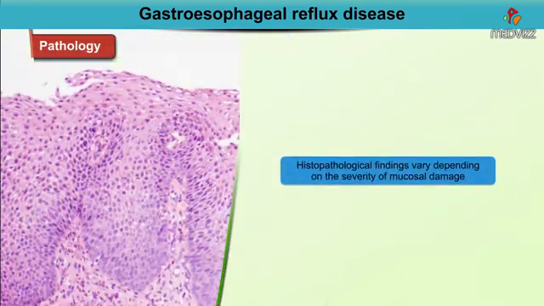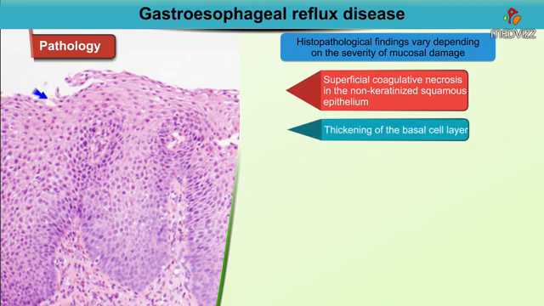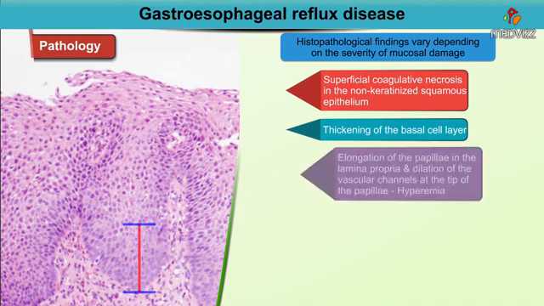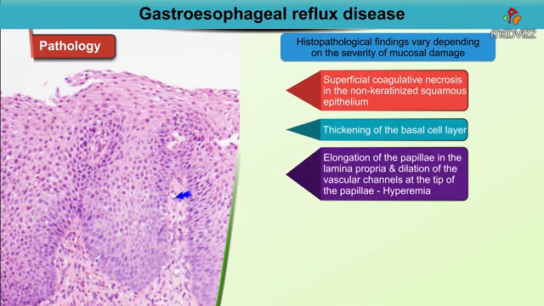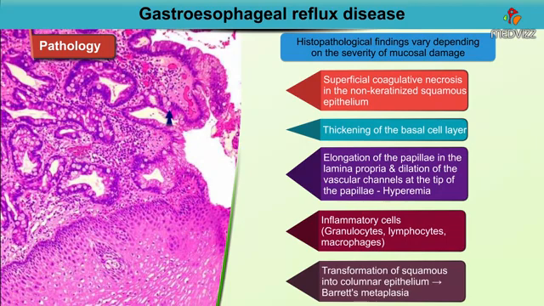The histopathological findings vary depending on the severity of the mucosal damage. Superficial coagulative necrosis in the non-keratinized squamous epithelium, thickening of the basal cell layer, elongation of the papillae in the lamina propria, and dilation of the vascular channels at the tip of the papilla causing hyperemia, inflammatory cells with granulocytes, lymphocytes, and macrophages, and transformation of the squamous into columnar epithelium causing Barrett's metaplasia are all histological findings that are common in long-standing or chronic GERD.